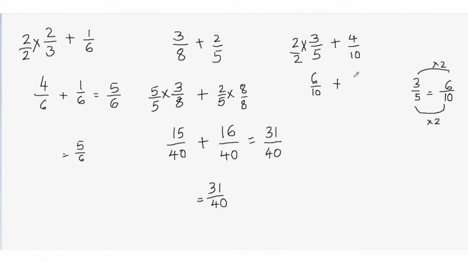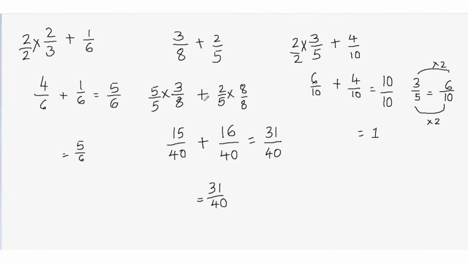And then I have plus 4/10. Now 6 plus 4 is going to be 10. And as I told you, you never add or subtract the denominator, so the denominator will be 10. And 10 over 10 is a whole number, so this will be equal to 1. So my final answer is 1.